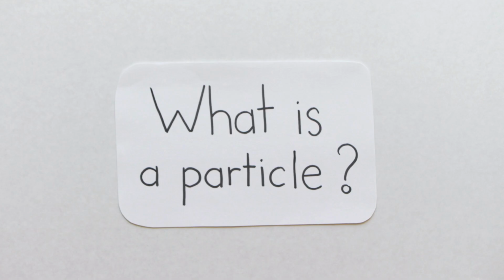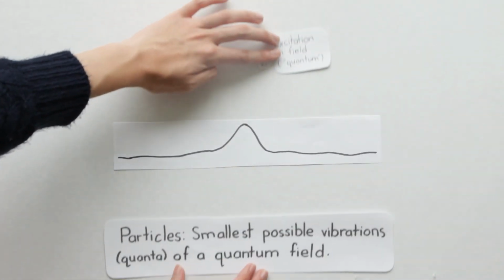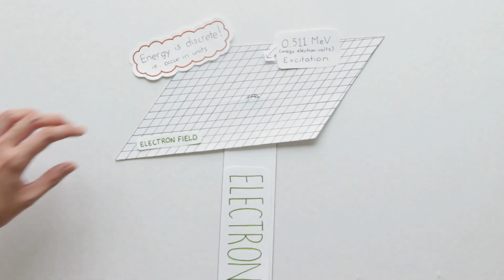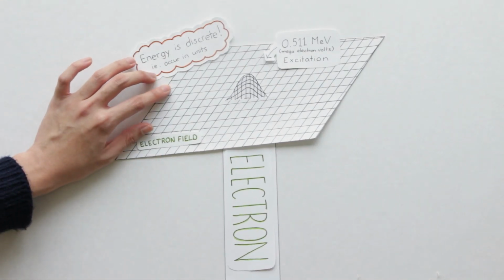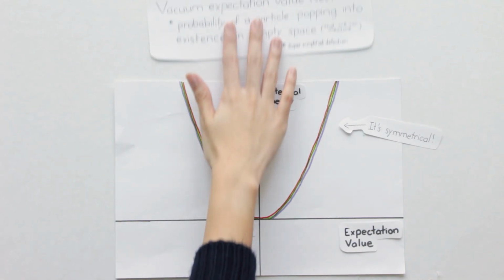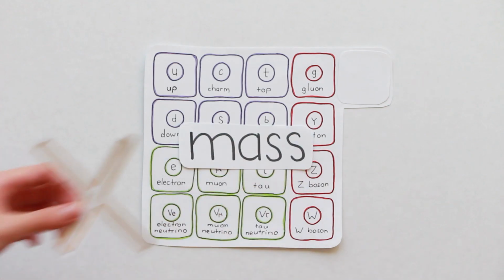But wait, what exactly is a particle? According to quantum field theory, particles are the smallest vibrations or excitations of a quantum field. For instance, the electron is an excitation in the electron field. Fields prefer to be in the lowest energy state, and for all of these fields, this makes the vacuum expectation value, VEV, also zero. This means they shouldn't have mass.